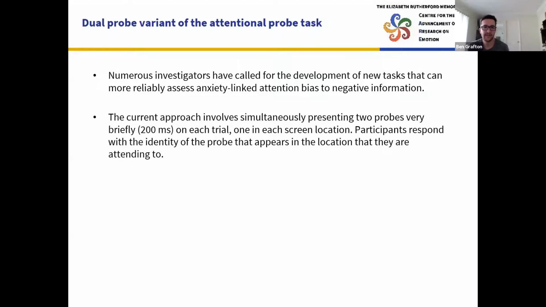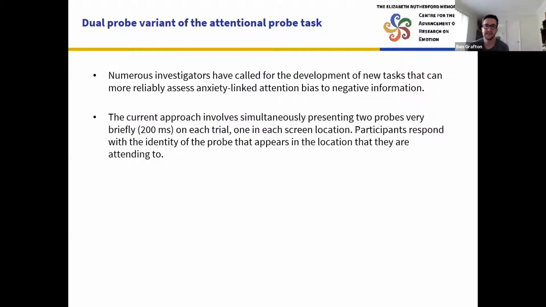And so the approach that we came up with was a slight tweak. Rather than having a single probe that remains on screen that participants have to respond to, the new approach, which we call the dual probe approach, presents two probes, very briefly, only 200 milliseconds on a trial, one in each location. Participants simply respond to the identity of the probe that appears in the location that they're attending to.